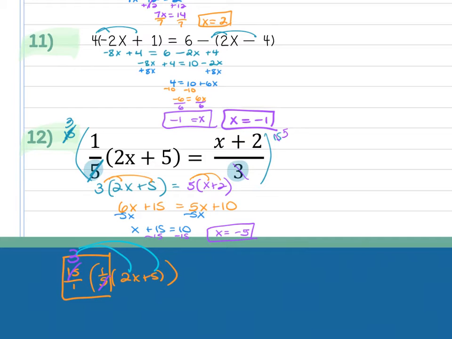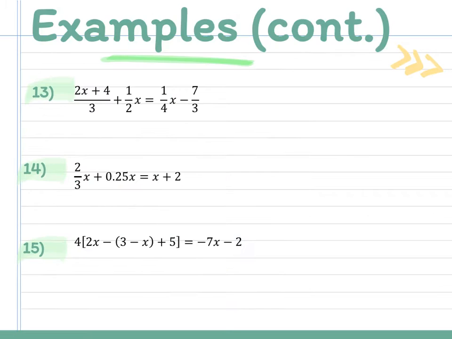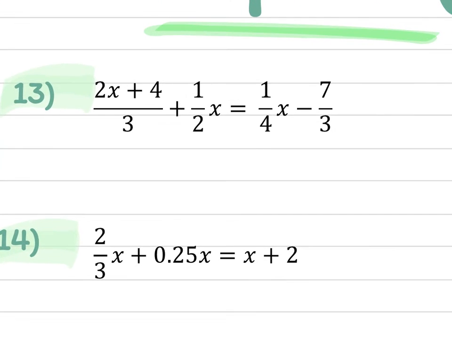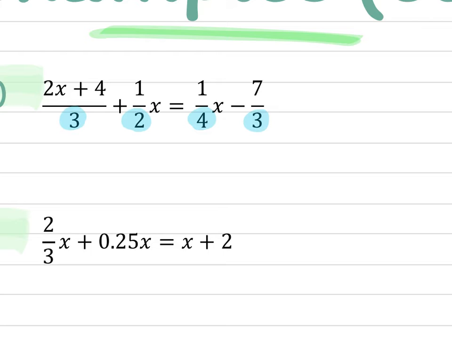Questions on that one? Okay, so again, they just get a little bit more complicated. Look at 13. I now have 4 denominators. I've got 3, 2, 4, and 3. I want to find the least common denominator or the least common multiple of these.